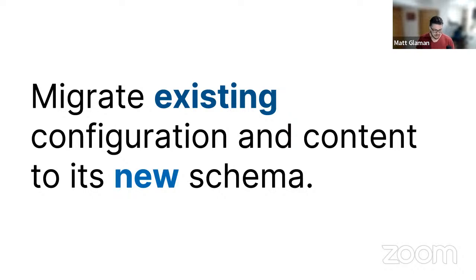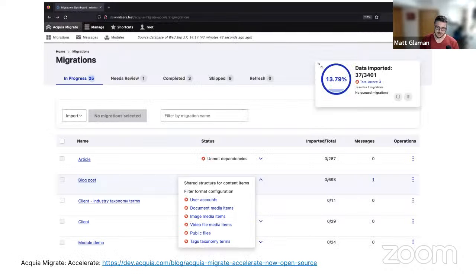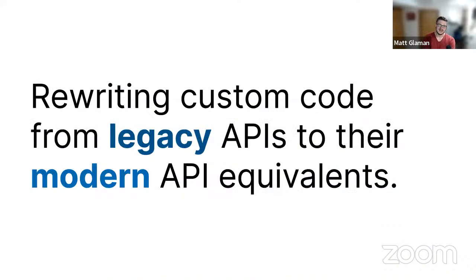And we have the Migrate module along with Migrate UI. And Acquia has even introduced the Acquia Migrate Accelerate project. This previously used to be closed source and it was open sourced, I believe, in the fall. There's a little blog post that will be available in the slides that documents how to do this. So we've built some really cool tooling that makes it easy to move your content and data from Drupal 7 to Drupal 10. However, you have to rewrite your custom code from legacy APIs to their modern API equivalents.